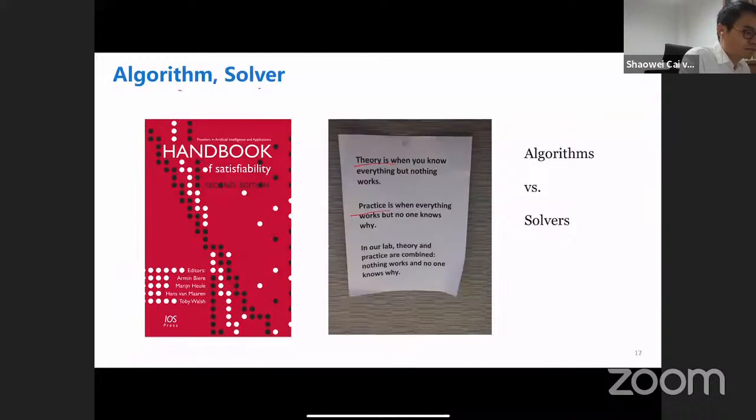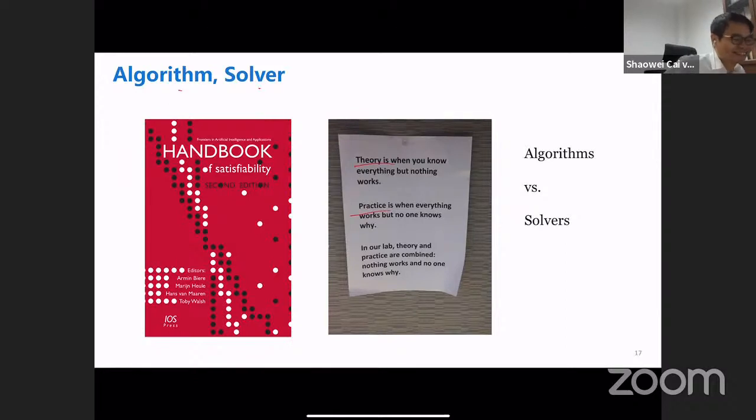So theory is when you know everything, but nothing works, and practice is when everything works, but nobody knows why. I quote this joke just to emphasize there is a big gap between theory and practice. Usually, we can't have both. Just a very few exceptions are beautiful and practical.